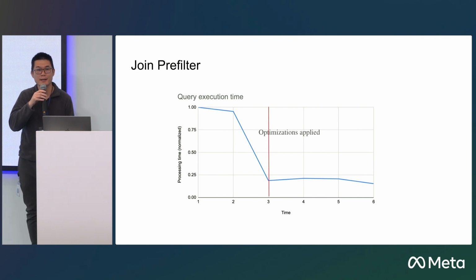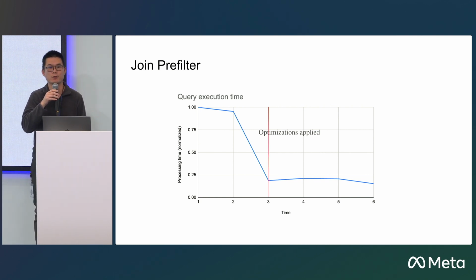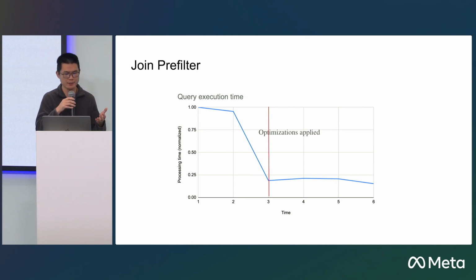This is a performance improvement we observed in one of our machine learning workloads after applying this optimization. The horizontal axis is the time when we apply the optimization, and the vertical axis is normalized latency. We see great improvement in latency after we apply this optimization.